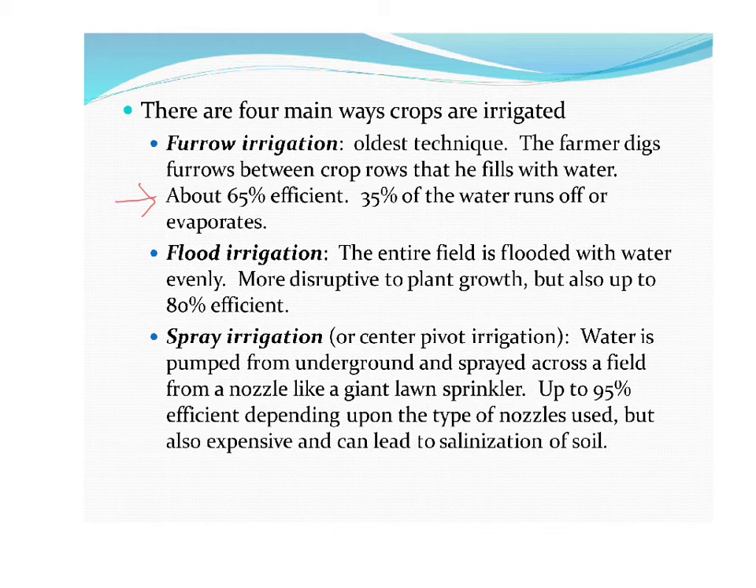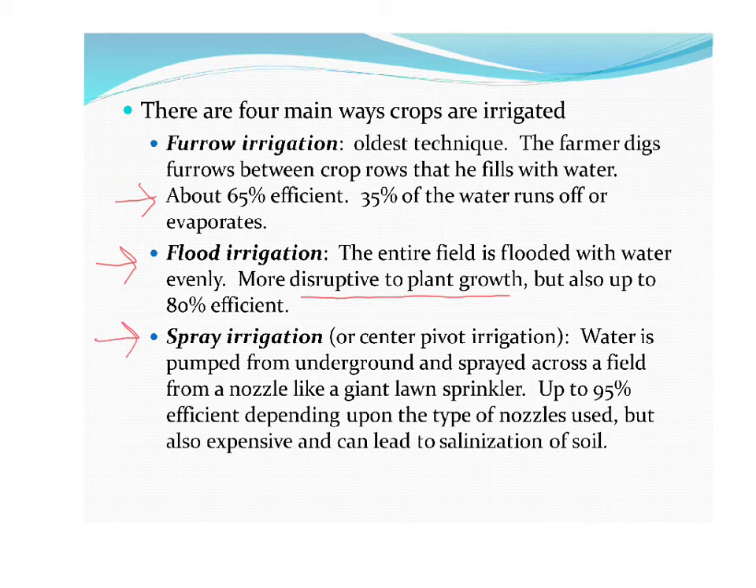Flood irrigation is mainly done in places in Southeast Asia when they're doing rice cropping. The entire field is flooded with water evenly. Flood irrigation is disruptive to plant growth, but it is also up to 80% efficient. It ranges between 70 to 80%. So it is more efficient than furrow irrigation. Flood irrigation can really only be done with certain crops because it is disruptive to plant growth.